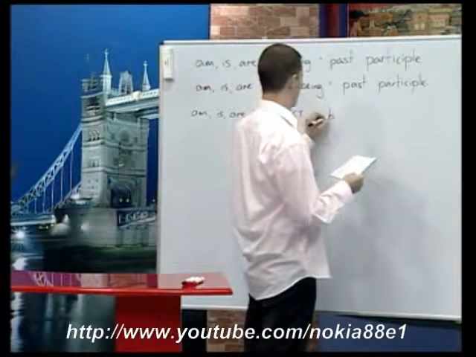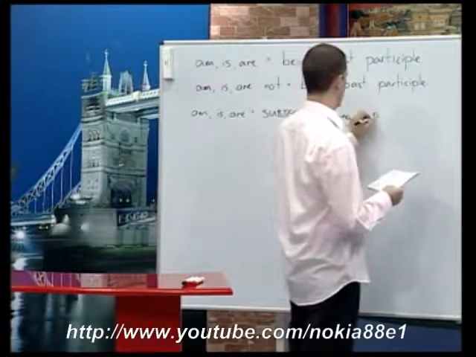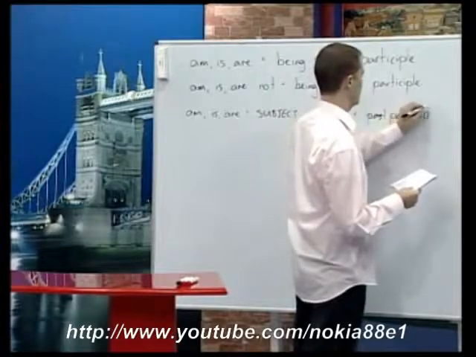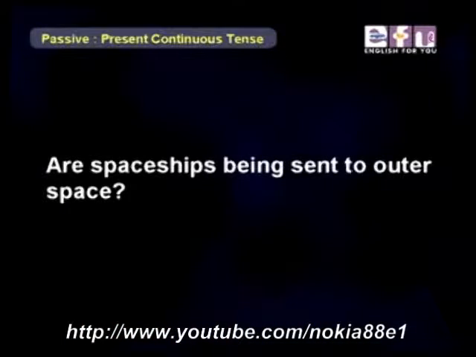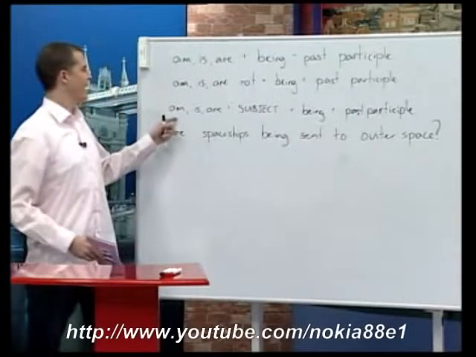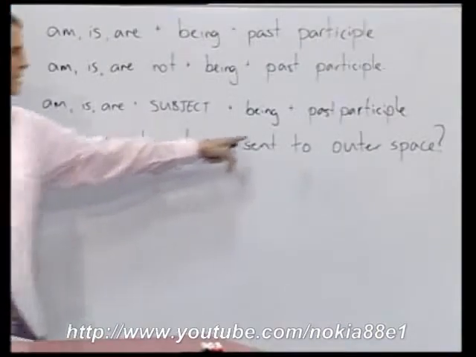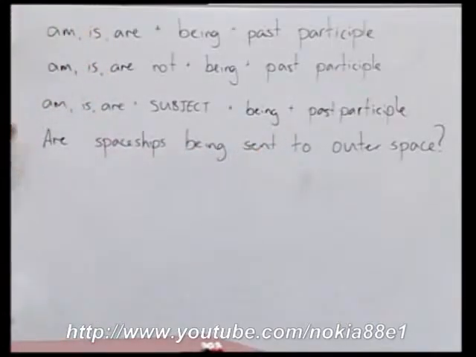plus being and past participle. Okay. For example, are spaceships being sent to outer space? We can see we have the am, is, are, subject, spaceships, being, past participle, sent. Are spaceships being sent to outer space?